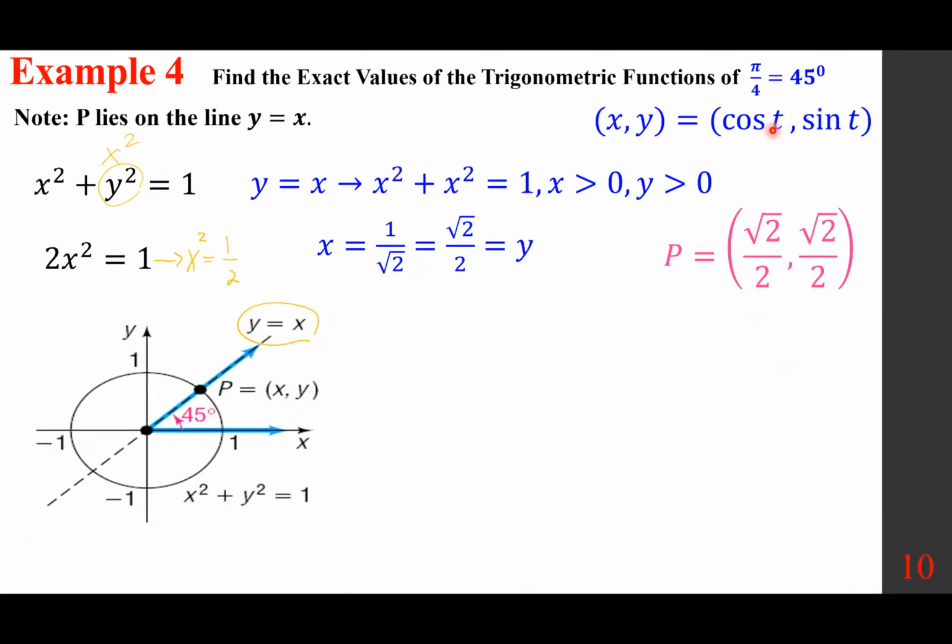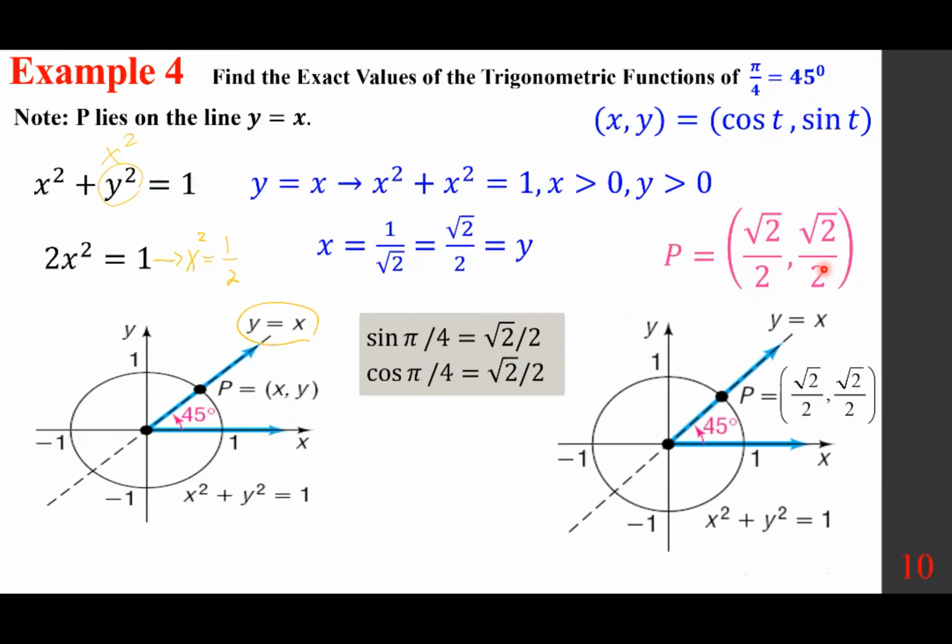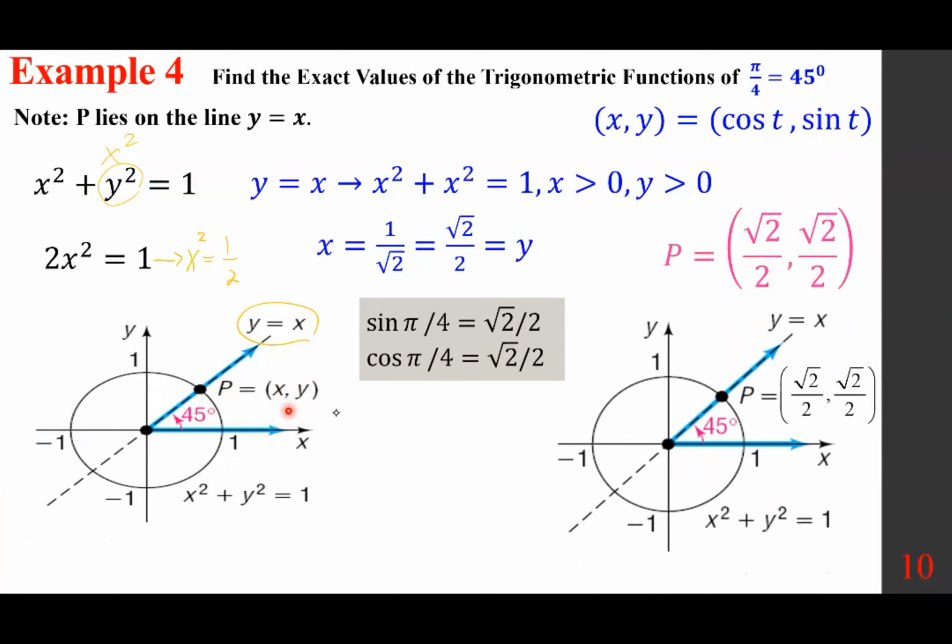And therefore, cosine of pi over 4 or 45 degrees is square root of 2 over 2. Sine of pi over 4 or 45 degrees is also square root of 2 over 2. So these are the coordinates. We proved the coordinates are square root of 2 over 2 and square root of 2 over 2. Therefore, sine and cosine are identical, square root of 2 over 2. What is tangent? Sine over cosine. The ratio of this number to this number is 1, and cotangent is the same, by the way, because cotangent is the reciprocal of tangent. If tangent is 1, so is cotangent.